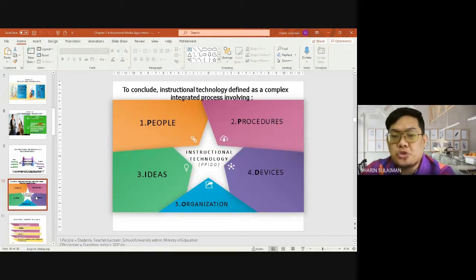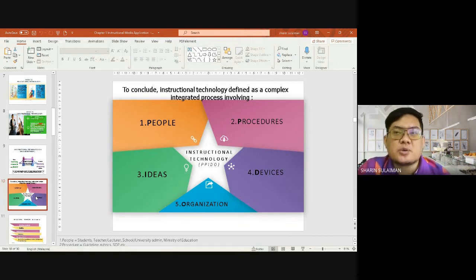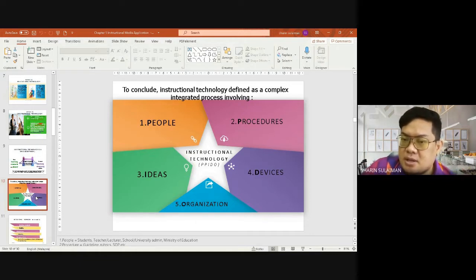Untuk kita buat conclusion. Okay, kita dah explain previously in the previous slides. So to conclude, instructional technology could be best defined as a complex integrated process. They're complex because there are many factors that we have to consider, that could influence the teaching and learning effectiveness. For example, we have to study first how humans process information. People here refers to students and teachers.